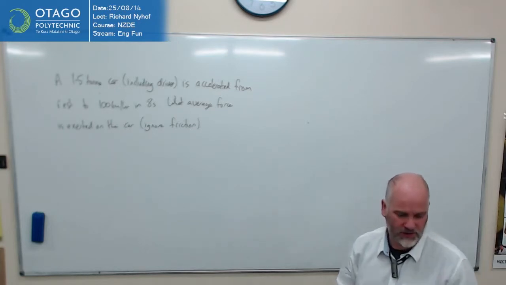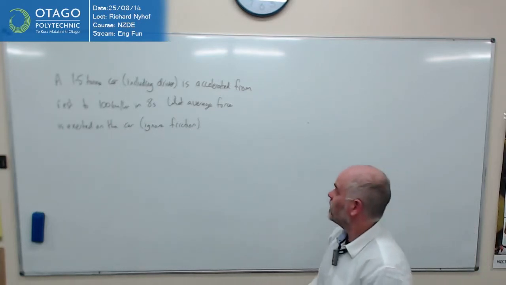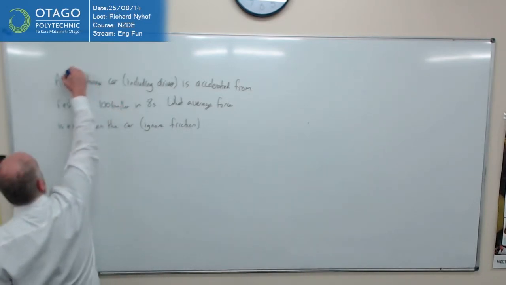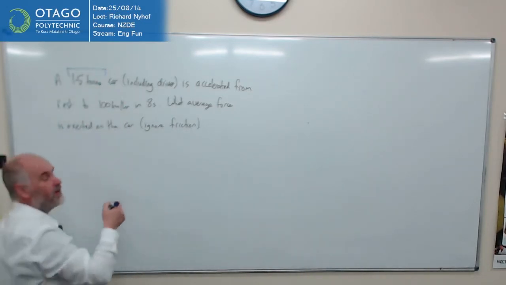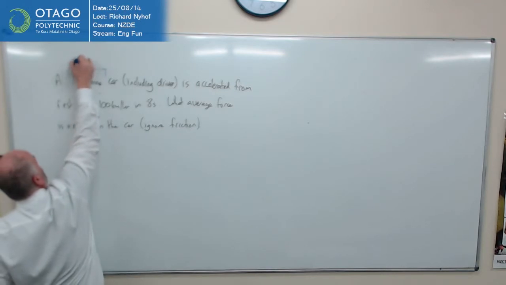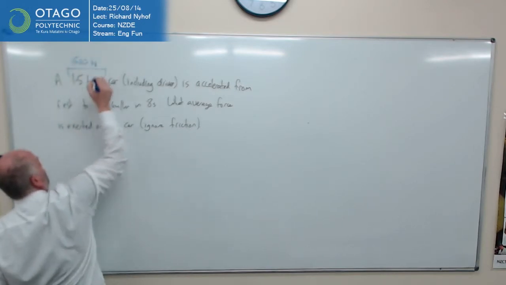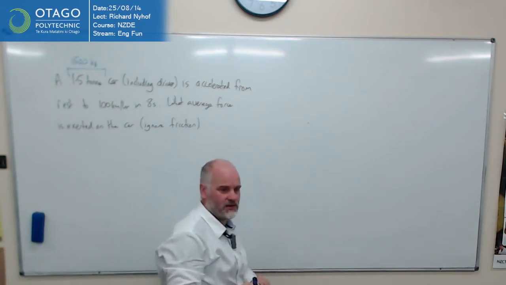Okay, cool. So let's get the units sorted out for a start. So the 1.5 tonnes per kg, so how many kilograms is that? Okay, so 1,500 kilograms. Awesome. Definitely want to get that sorted out.